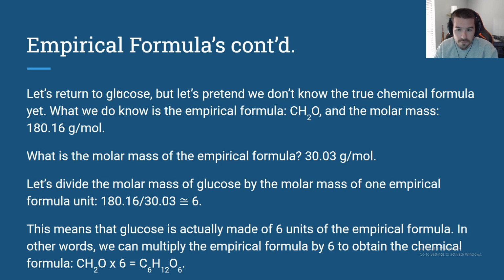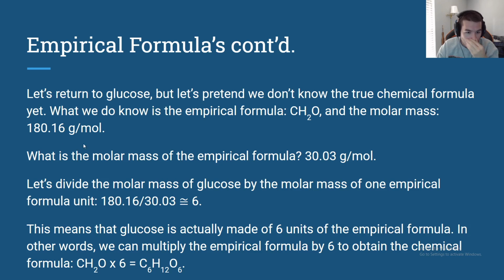Let's talk about glucose again. Let's pretend that we don't know what the true chemical formula is for glucose. It's C6H12O6, but let's just pretend we don't know that. What we do know, our starting information, is that the empirical formula is CH2O, and we have a compound that has a molar mass of 180.16 grams per mole. This is kind of like a question that you're going to see later down the line in the problem set for this section.